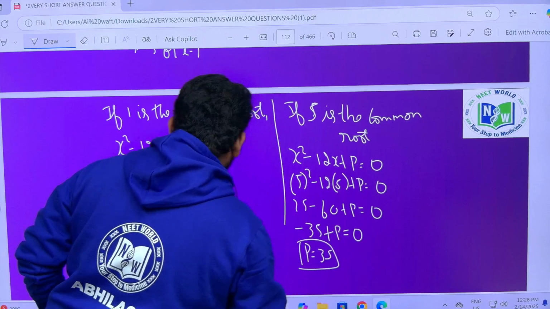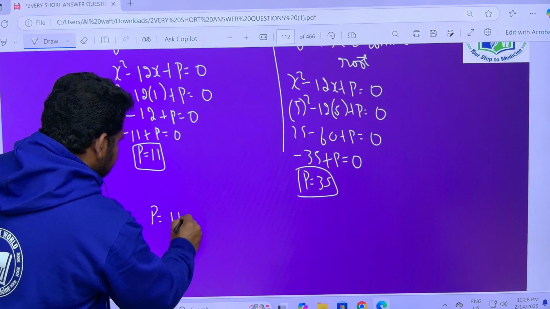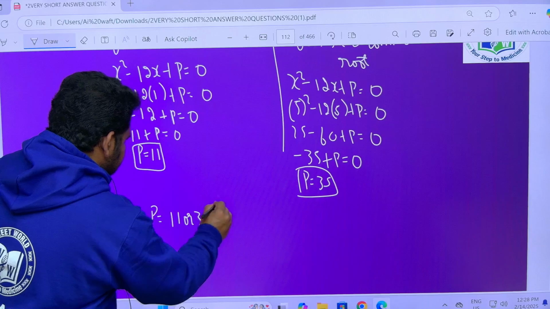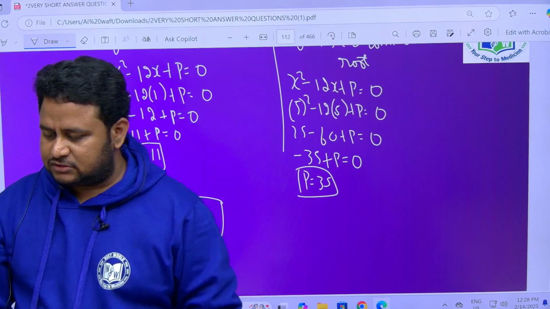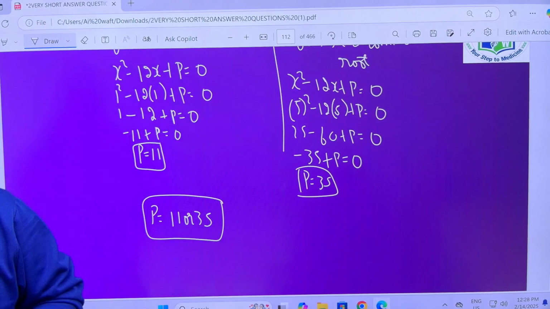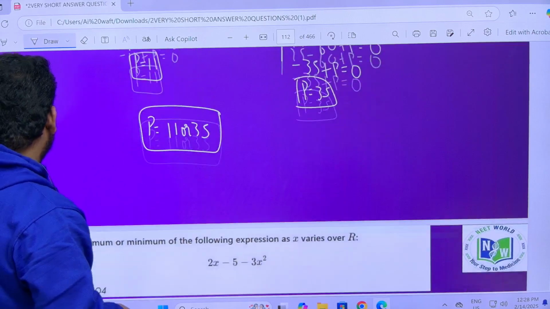Okay, so the value of p is equal to what? So p is equal to 11 or 35. These are the two values it will have. Got it, friends? These are the two values it is going to have. Fine. Next question.